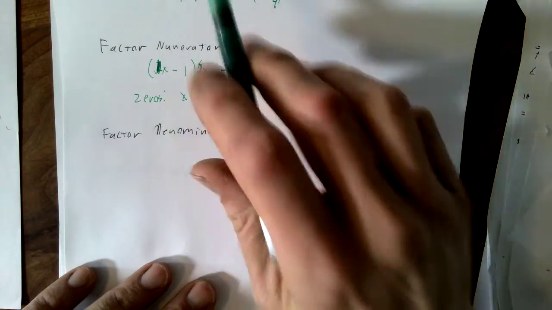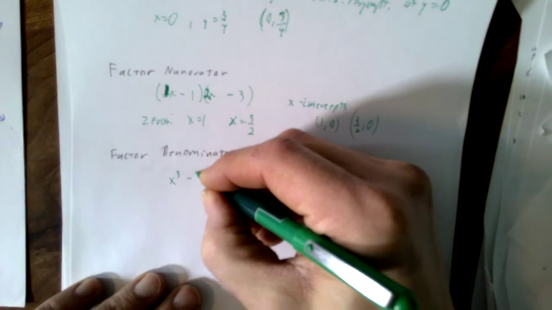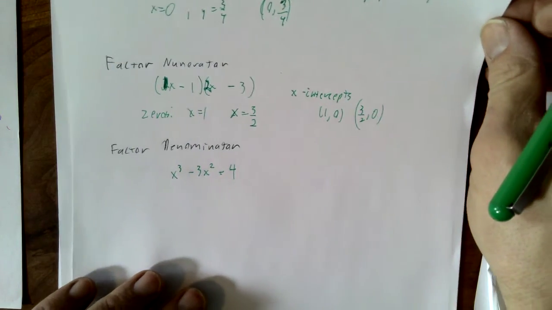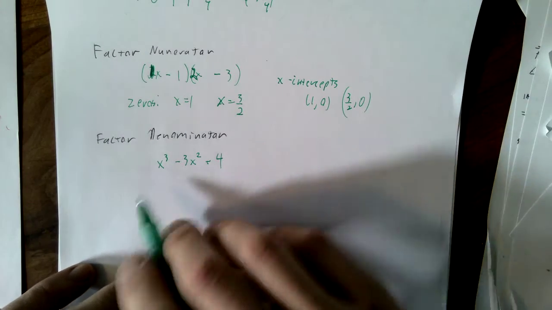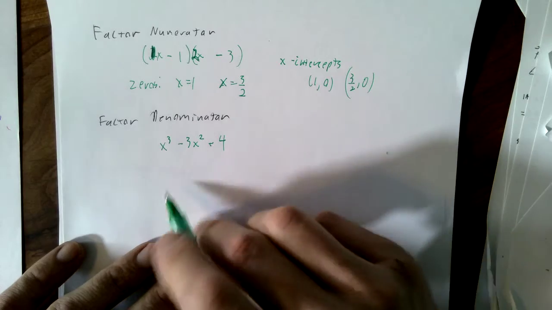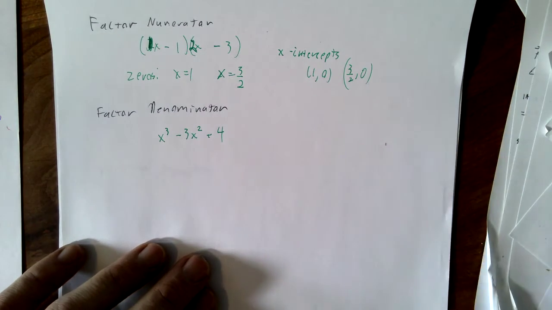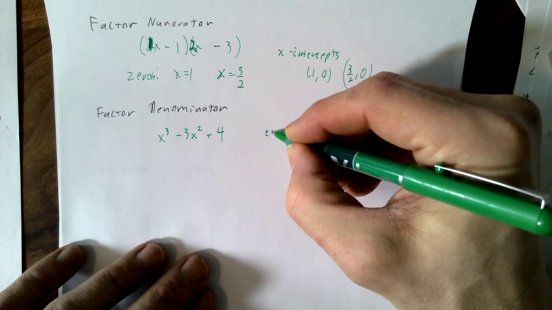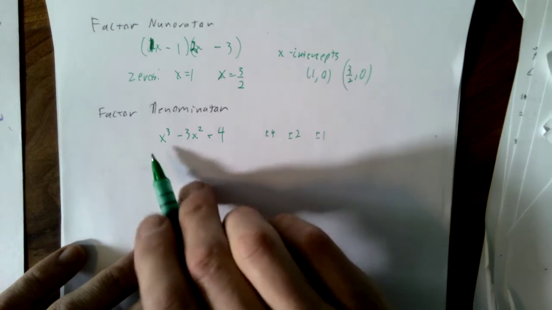The denominator, a little bit of work to do to factor this thing. The denominator is x cubed minus 3x squared plus 4. So it's got maybe 3 different factors to it, and I'm going to have to try these things out. So in this one, I don't know what to start with. I'm going to have to do my factoring process and do a little synthetic division to try stuff out here. Possible rational zeros are plus or minus 4, plus or minus 2, plus or minus 1.